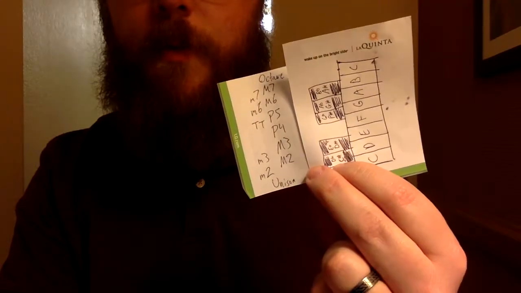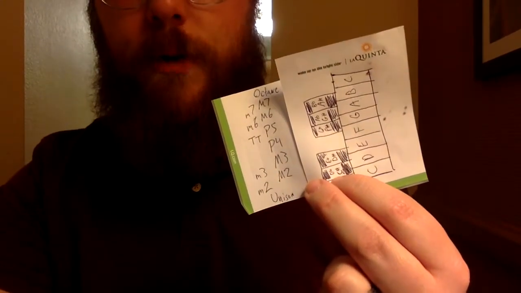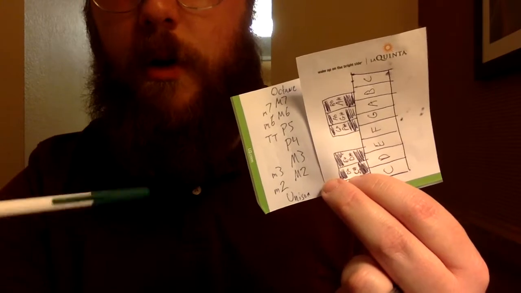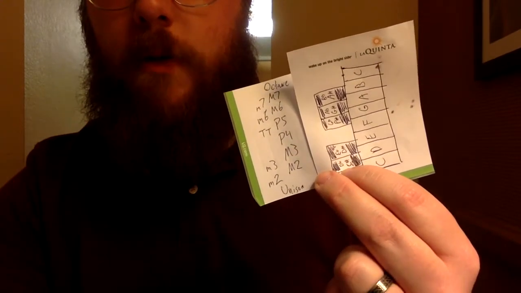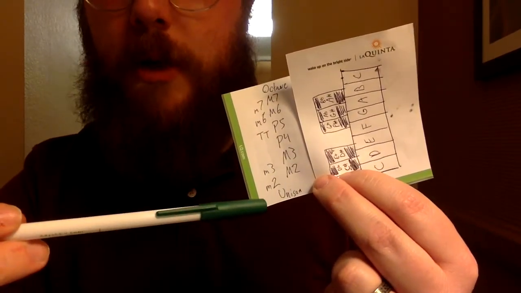So let's review how these all work together. Okay, so just a review here. We have the keyboard laid out, and then we have the intervals matching this. So at the bottom we have unison.